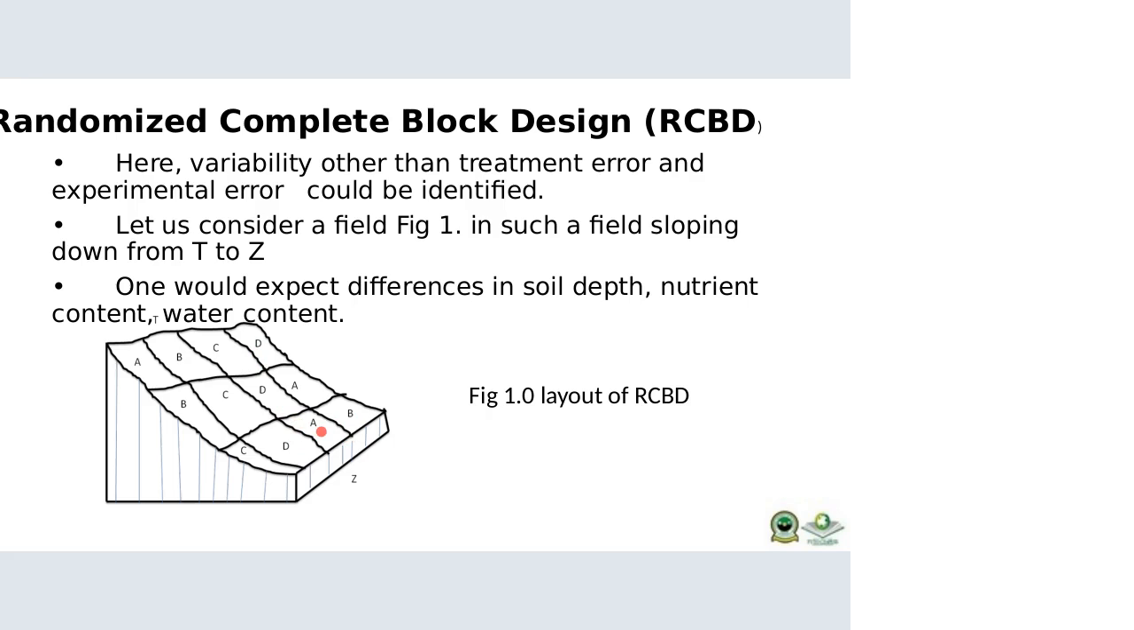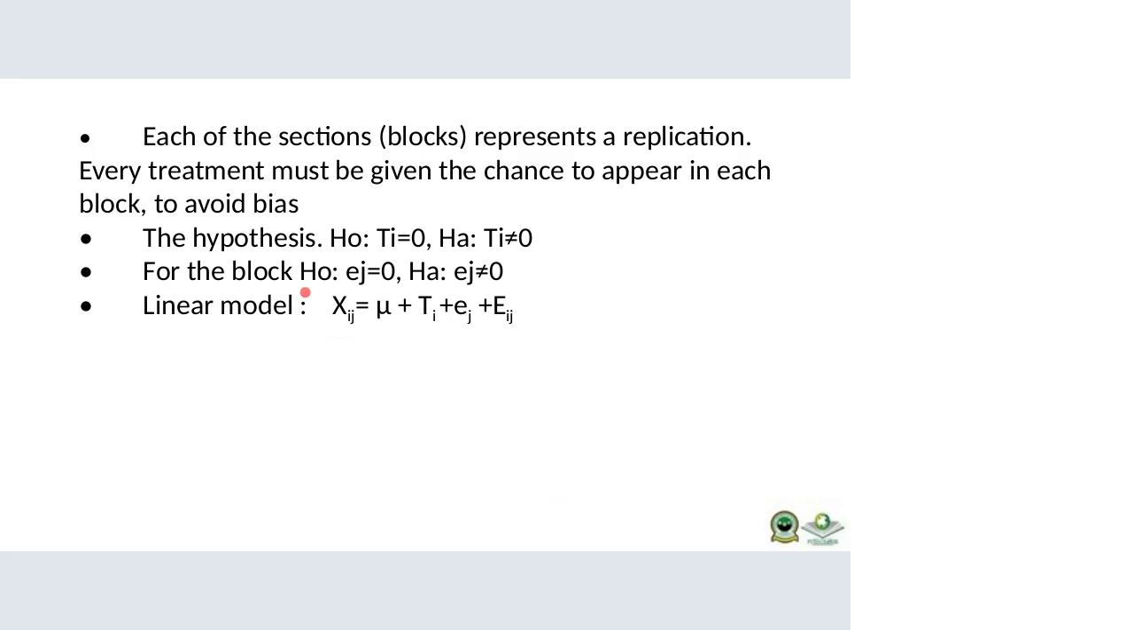There's no way the type of plant inhabiting this zone will be the same as in the lower zone, and even the nutrients and so on and so forth cannot be equal. So we have to partition them and consider each of the treatments in blocks. Each of the sections, we consider them as blocks, representing a replication. So every treatment must be given the chance to appear in each block to avoid bias.